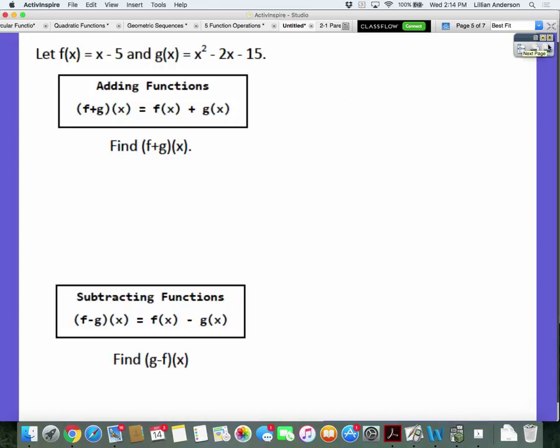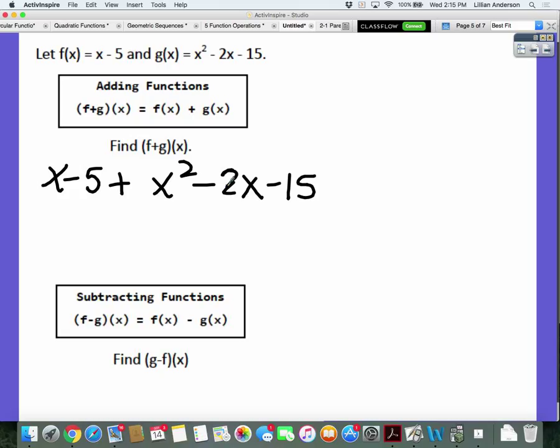We got two examples. It says let f of x equal x minus 5 and g of x equals x squared minus 2x minus 15. When you're asked to add the functions, you are literally adding them together. That's x minus 5 plus x squared minus 2x minus 15. Order doesn't really matter when you're adding, but it's always good practice because if it was a different type of operation, then it really is going to matter. And then you combine like terms from here.